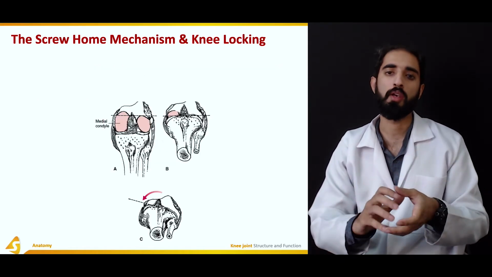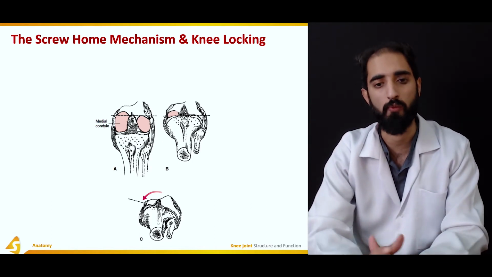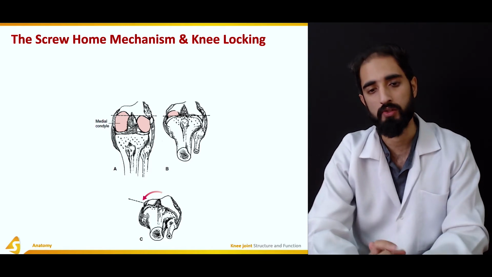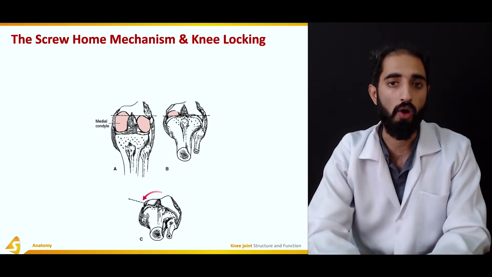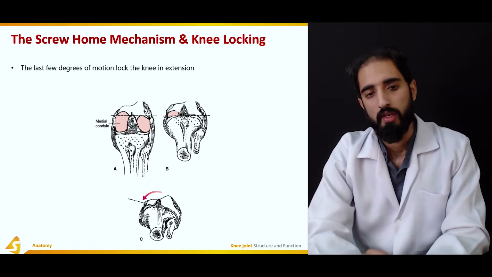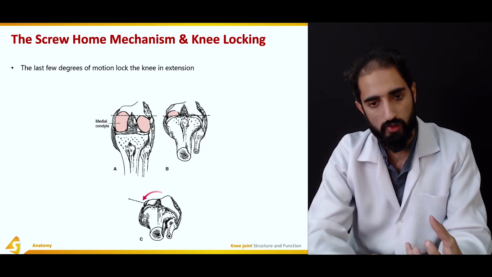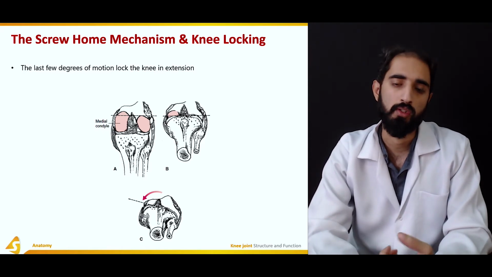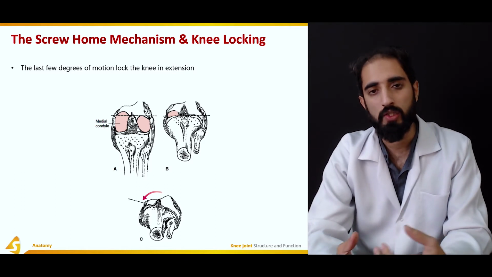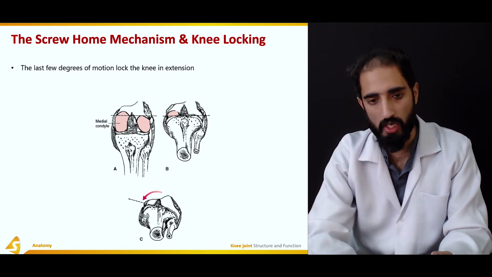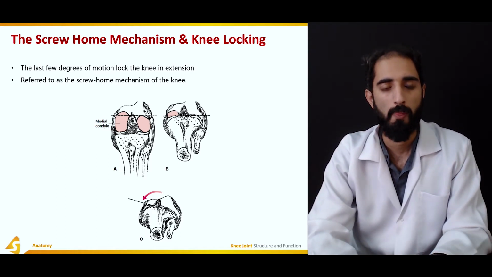Now this rotation component is also very important in terms of functional anatomy because it is involved in a mechanism known as the screw home mechanism of the knee joint, which is also commonly known as knee locking. During the last few degrees of extension, as I already mentioned, the tibia goes into external rotation and the femur goes into internal rotation, and this locks the knee joint in a state of extension. So this is known as the screw home mechanism of the knee.